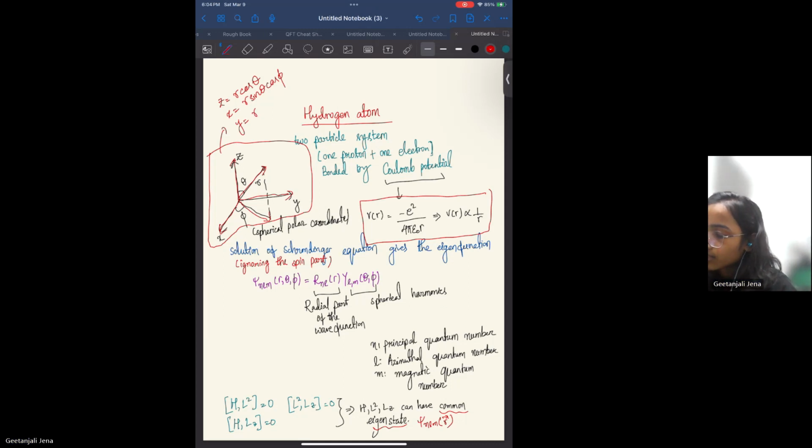r sin theta sin phi. So in the Cartesian coordinate system you use x, y, z, but in the polar coordinate system you use r, theta, and phi. r is nothing but the distance of the particle from the origin of the coordinate system.